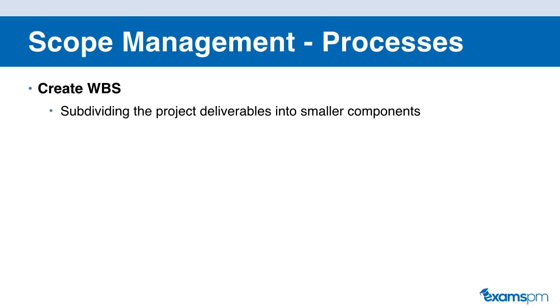Once we know our scope, we're ready to create our WBS, or our work breakdown structure. This is when we subdivide the overall high-level project scope into smaller and smaller, more manageable components so that we can divide them into work packages and then assign them to team members.